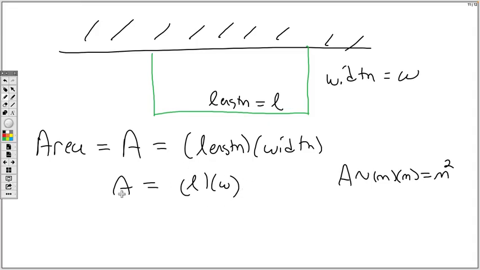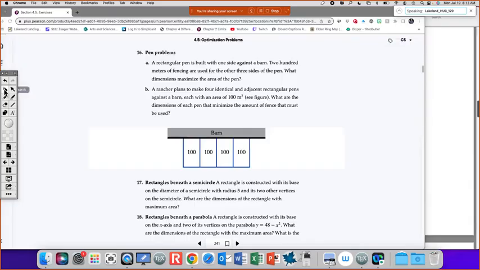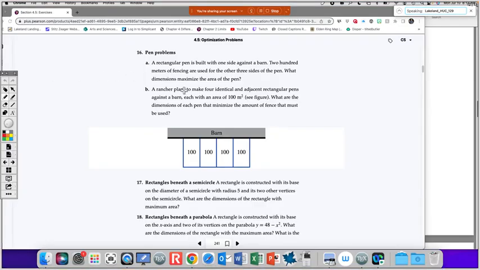All right. Now the problem we have right now is what? We've got the area in terms of two variables. You follow? We need it in terms of just one variable. Okay? So I need to figure out a relationship between L and W. So let's go back to the word problem. What else do they tell us? The pen is with one side against the barn. 200 meters of fencing are used for the other three sides of the pen. You follow? So this is going to set up a relationship, a constraint between the L and the W. All right. So how would you formulate that constraint?